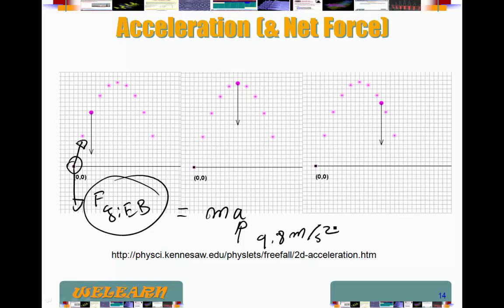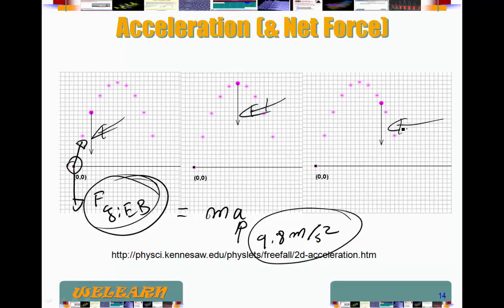So whenever an object is moving in air, subject only to one force, being the gravitational force, the only force that's acting on it being gravity, the gravitational pull of the Earth, then its acceleration is going to be 9.8 meters per second squared in the downward direction as represented by this arrow.